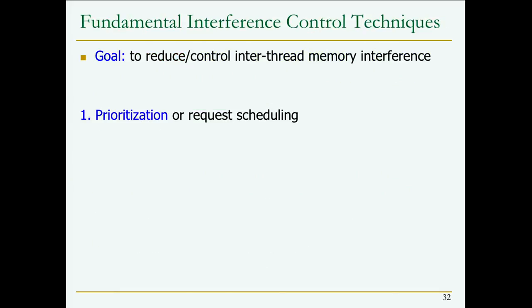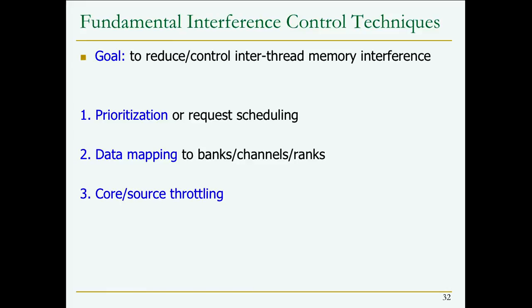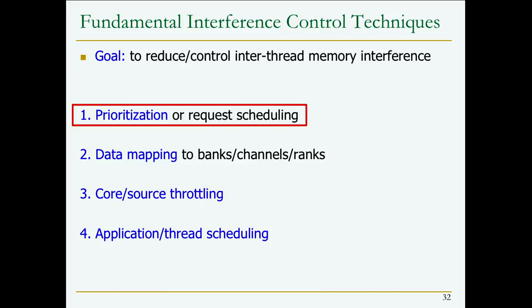Okay, so we're going to focus a lot on memory controllers today. But before that, I'll cover some fundamental interference control techniques. I've already said many of these, actually. So the goal is to reduce and control inter-thread memory interference. We're going to focus a lot on this one first, prioritization or request scheduling. But we'll also talk about data mapping to different banks, channels, and ranks, core and source throttling, and application and thread scheduling. Let's jump into the first one.